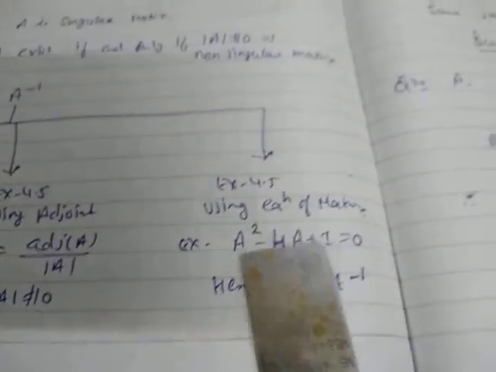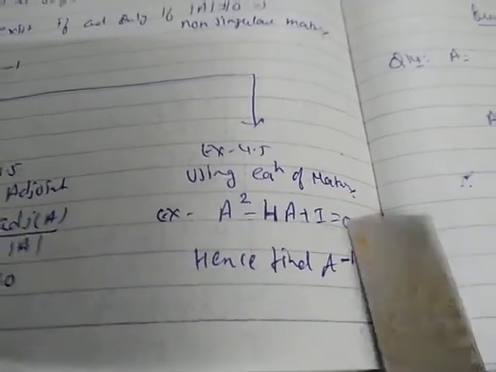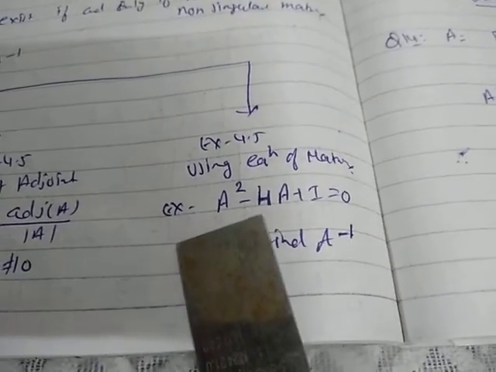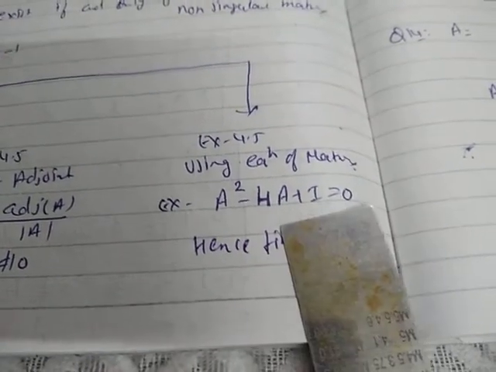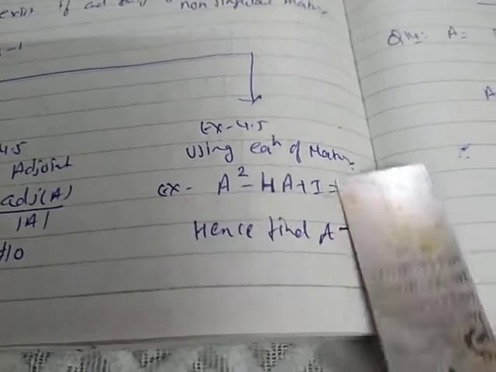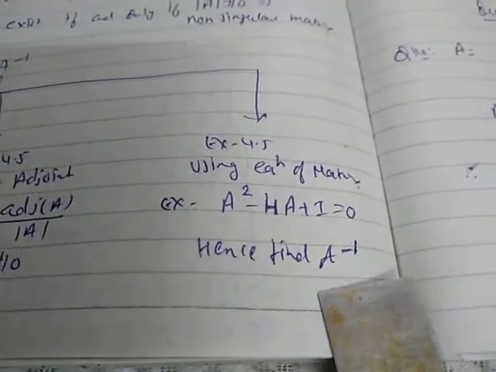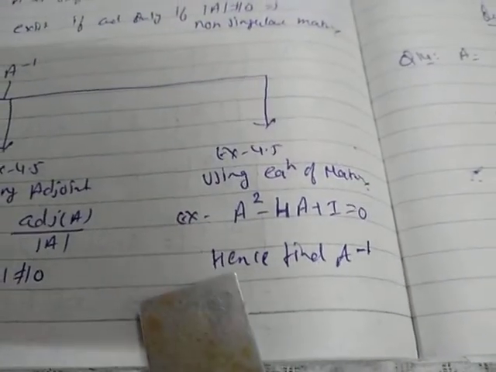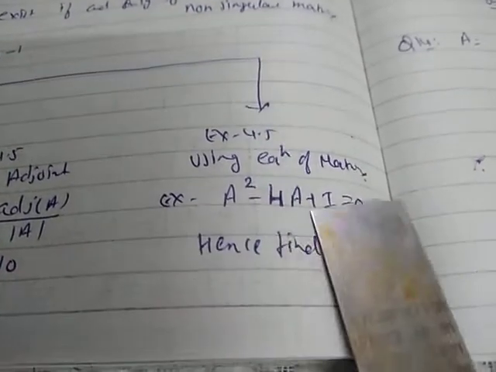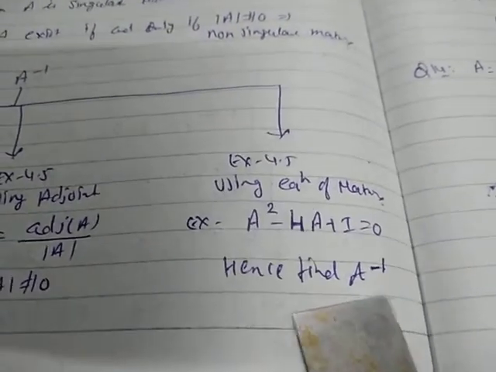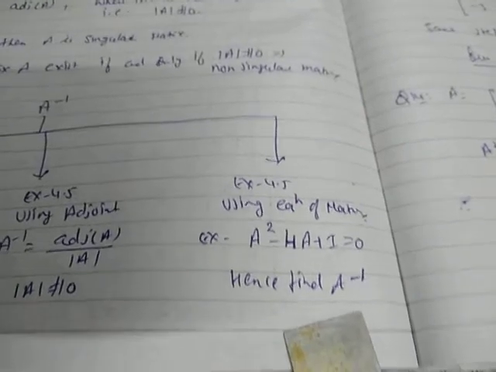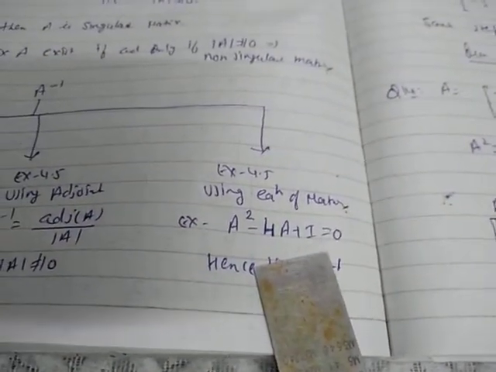What is the type? Using the equation of a matrix A square minus 4A plus 4I is equal to 0, then find out its inverse. Hence find A inverse. If "hence" is given, that means to find the inverse we need to use this equation. So three methodologies are there for finding inverse. The first one is ERT, second is adjoint, and third is your equation.